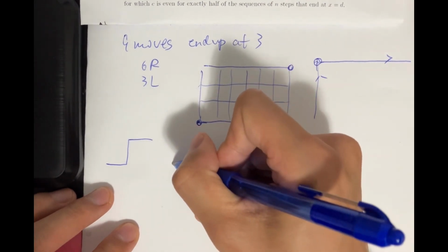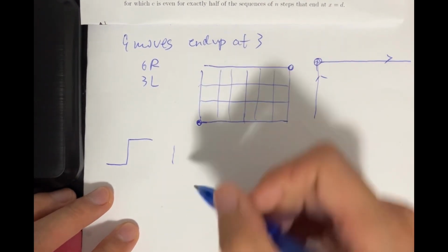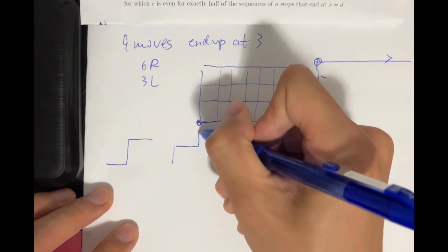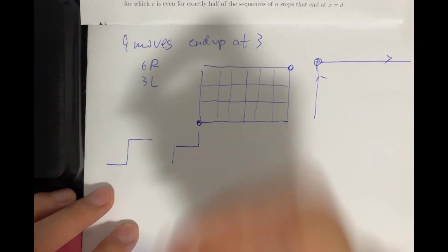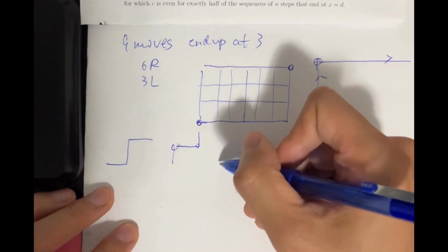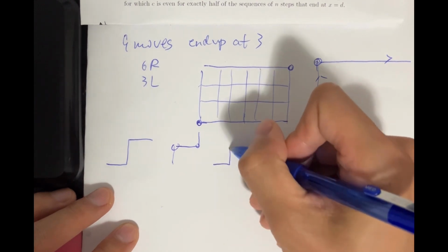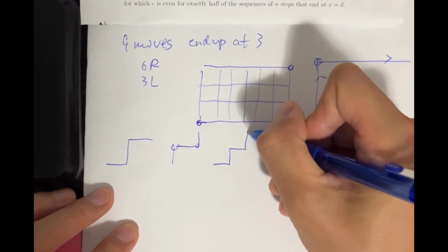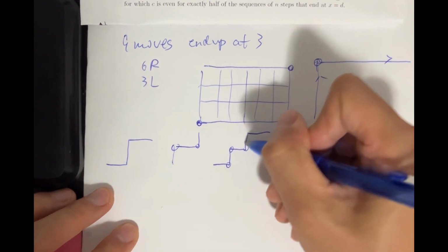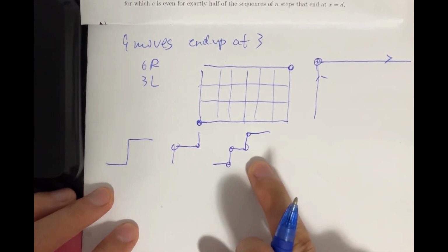Or maybe we make our first move upwards and then to the right and then upwards again. This is even, 2, right? 2 of them. Let's try something with 4. 1, 2, 3, 4, right? 1, 2, 3, 4. Okay, this is even, okay?